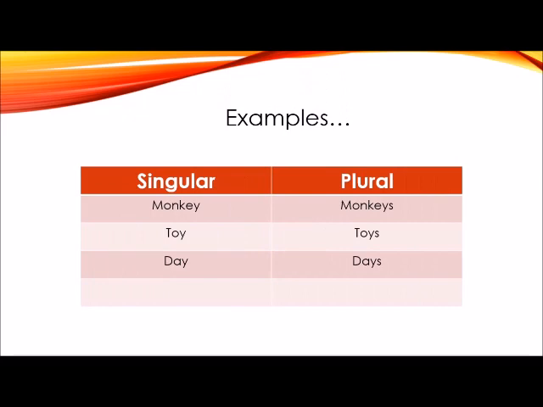Now change these singular nouns into plural nouns. Monkey. The word monkey ends in Y. But there is a vowel E before Y. So we will not remove Y. We will add S to make it a plural. Second word is a toy. There is a vowel O before Y. So we will add S to make it a plural. The word day ends in Y. But there is a vowel A before Y. So we will add S to make it a plural.